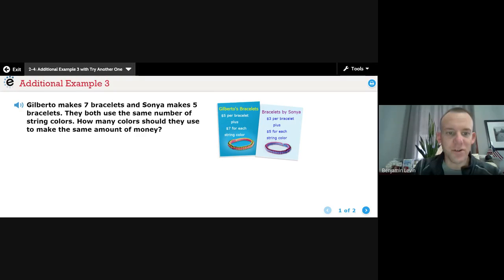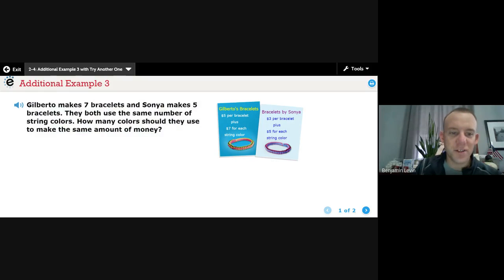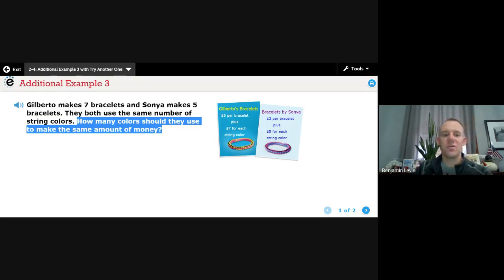All right, so you're seeing this. Let's try this one. The other one was with fractions, and I like this one better. Gilberto makes 7 bracelets and Sonia makes 5 bracelets. They both use the same number of string colors. How many colors should they use to make the same amount of money?